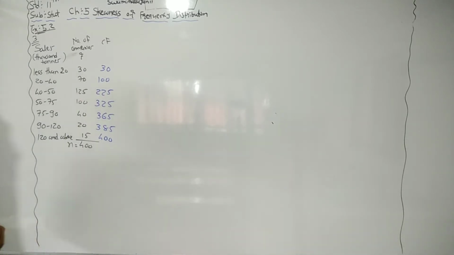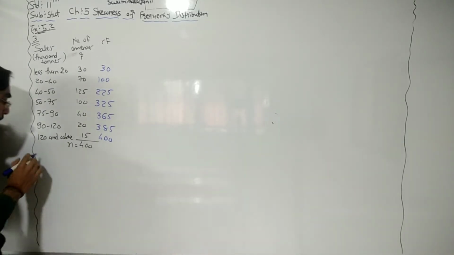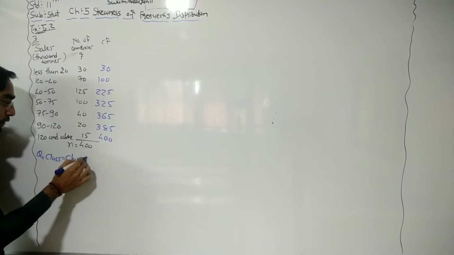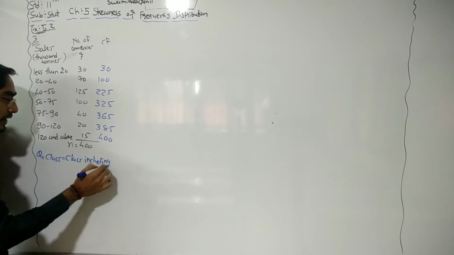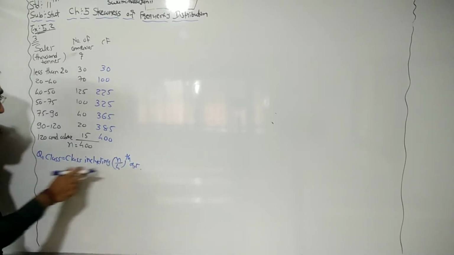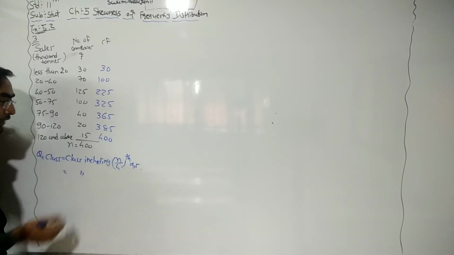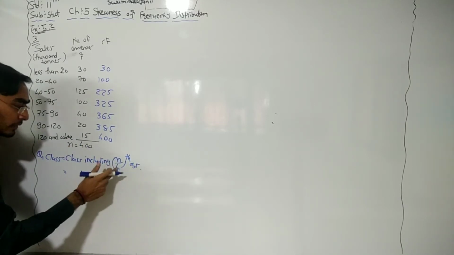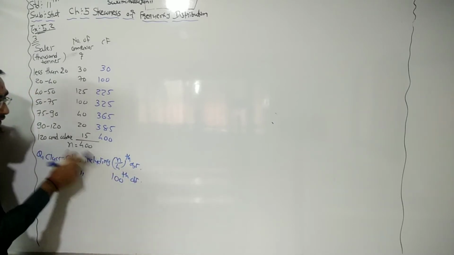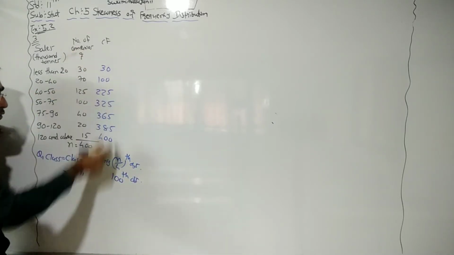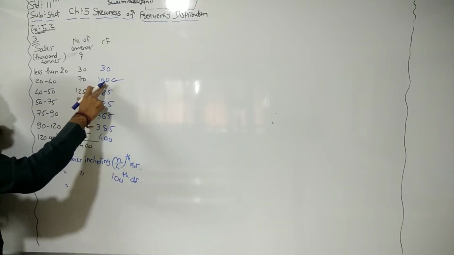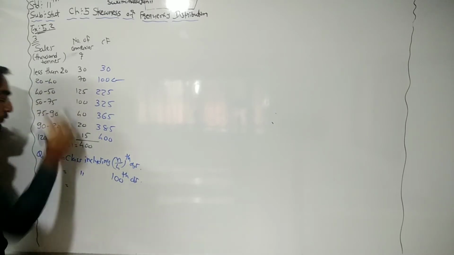Now we need to find Q1, and for that we require the Q1 class, the class including the n by 4th observation. For Q1 we divide by 4. Now n is 400, 400 divided by 4 is 100, the 100th observation. So check, where does 100 go? It is exactly 100, and the class in front of it is 20 to 40. So 20 to 40 will be the Q1 class.